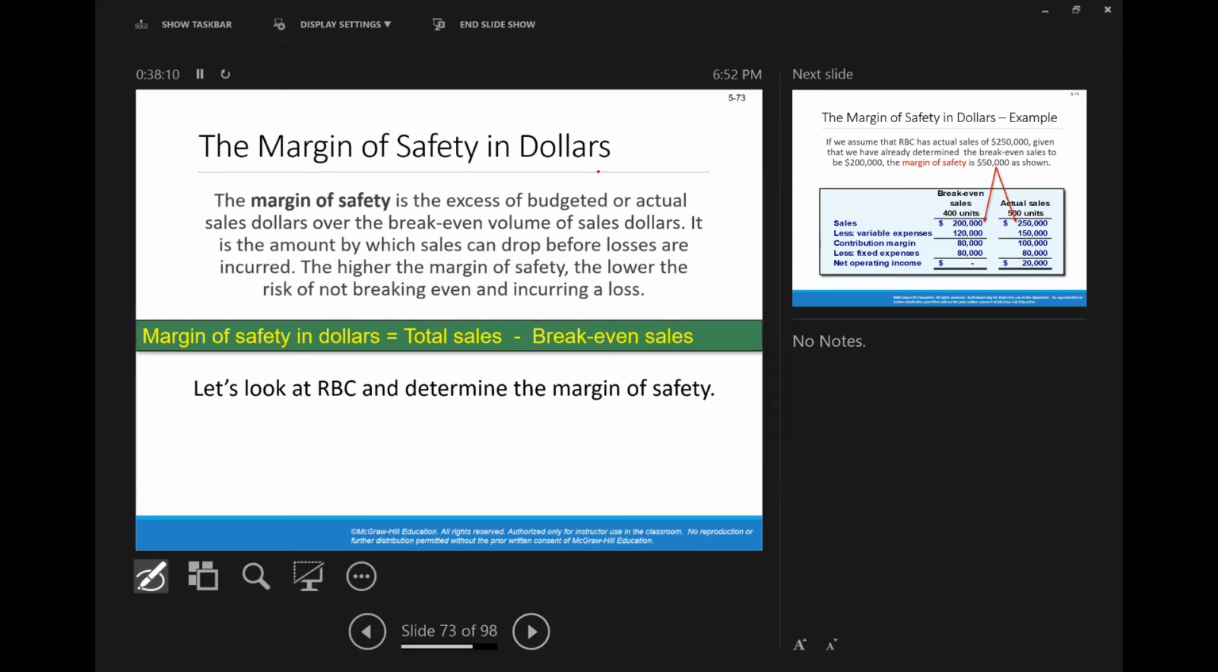Okay, so now we have the margin of safety in dollars. Margin of safety is the excess of budgeted or actual sales dollars over the break-even volume of sales dollars. It is the amount by which sales can drop before losses are incurred. So we're looking to see how we can avoid those losses, right? The higher the margin of safety, the lower the risk of not breaking even and incurring a loss. The margin of safety in dollars equals total sales minus break-even sales.